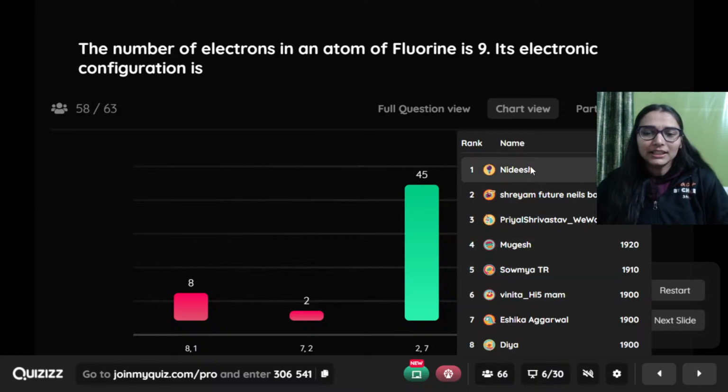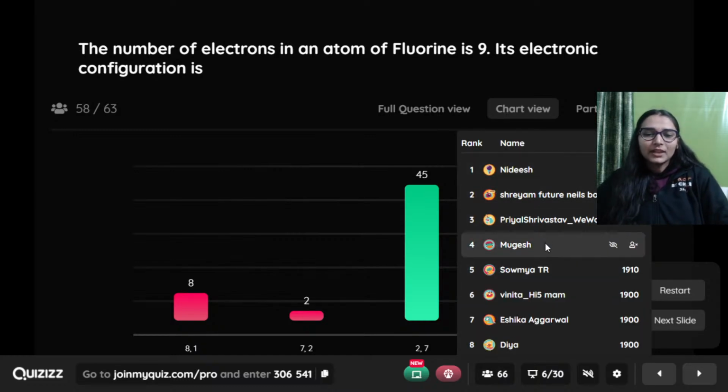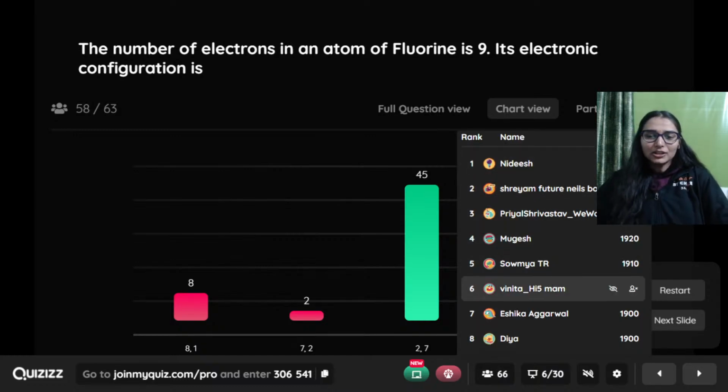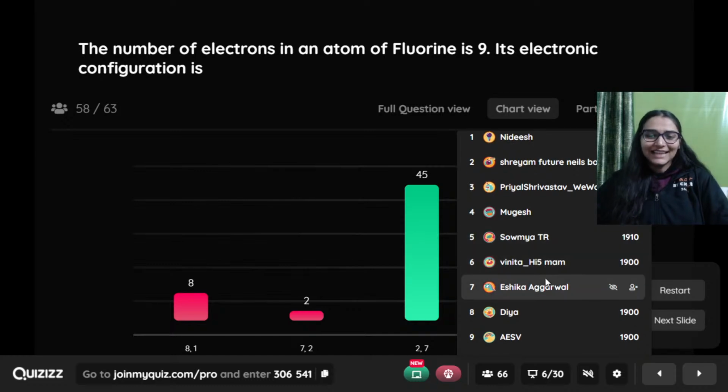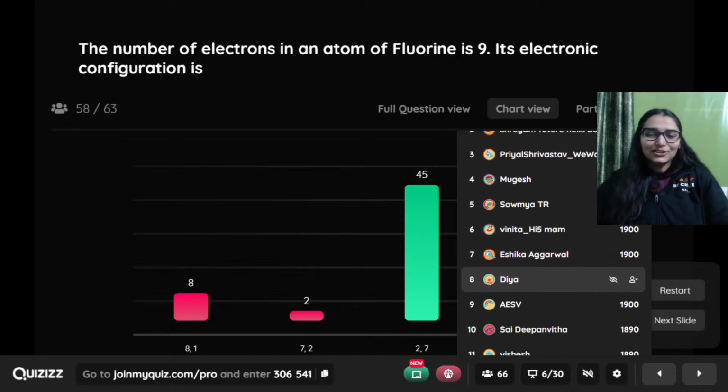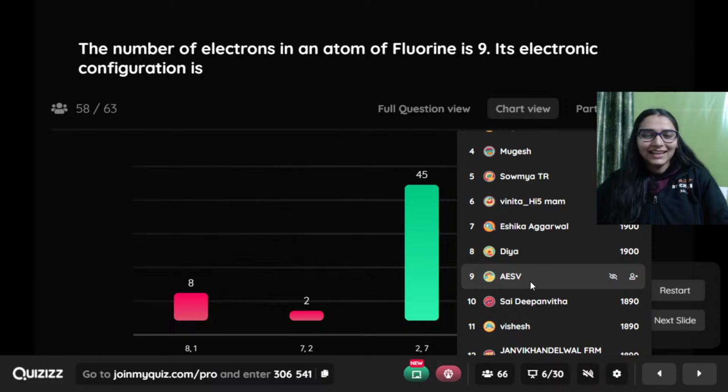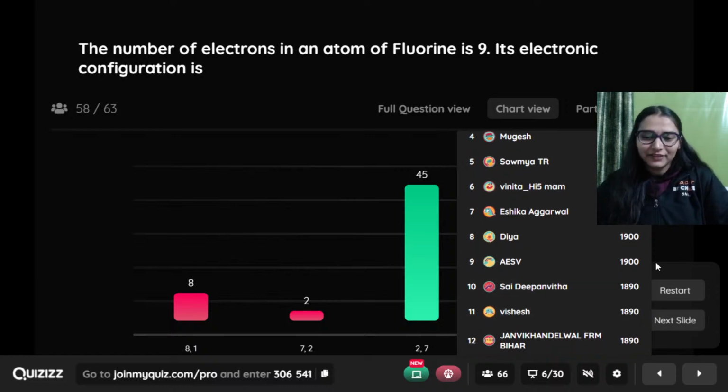Let's see the leaderboards. Nidesh, Shreyam, Priyal, then we have Mugesh, Soumya, Vinita, high five. Ishika, Diya, ये क्या नाम लिखा है? AESV, I can't read it. Dipanvita, Vishesh, Janvi. Very good guys.